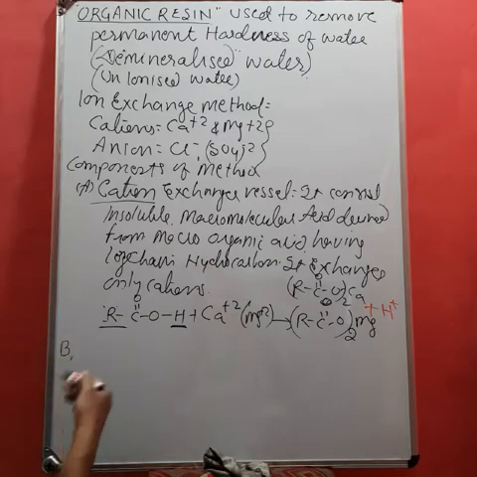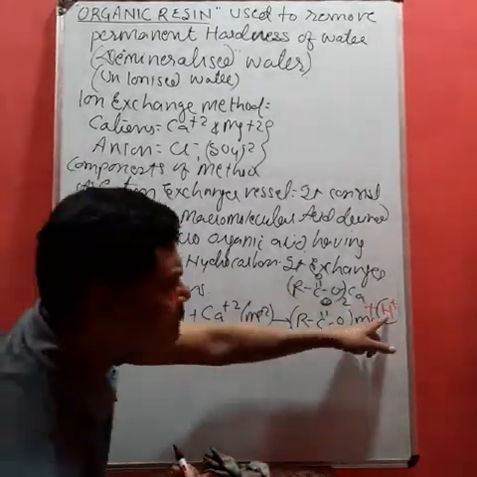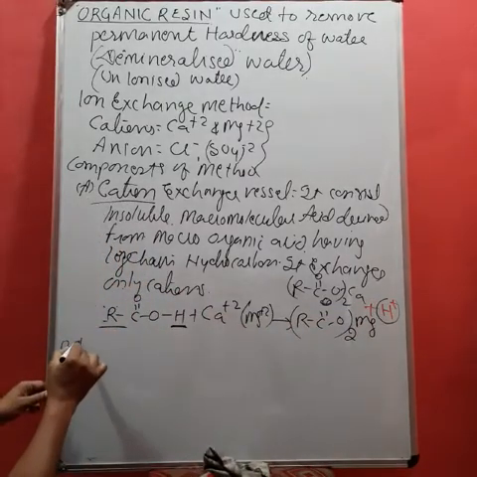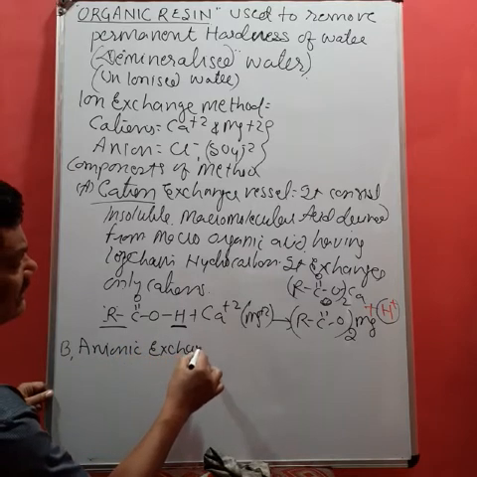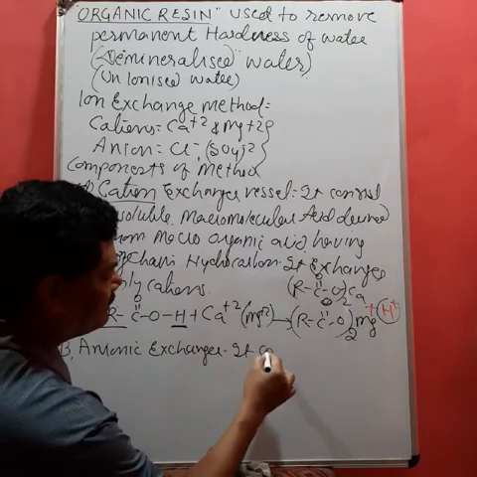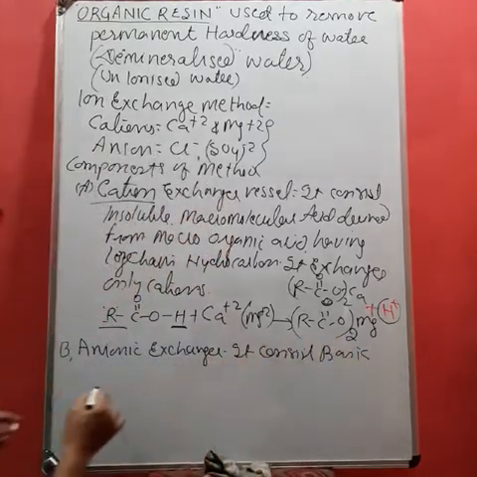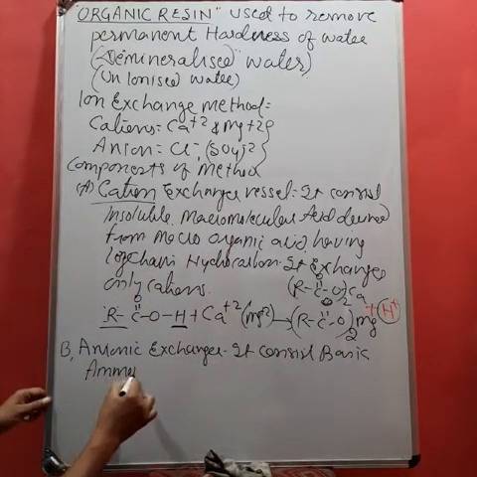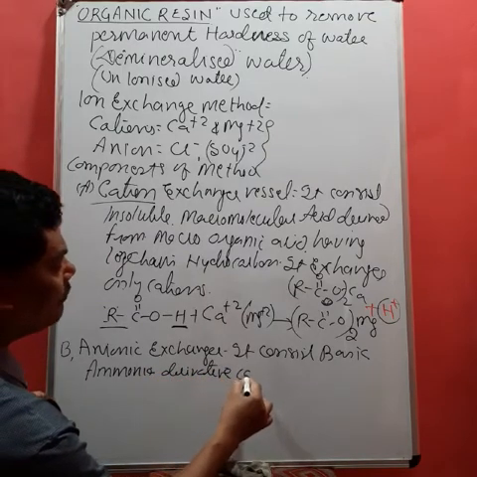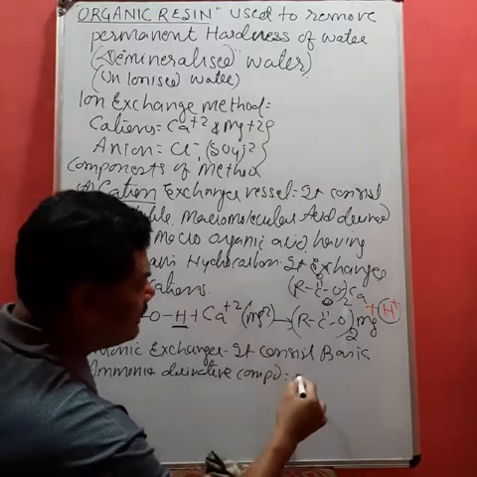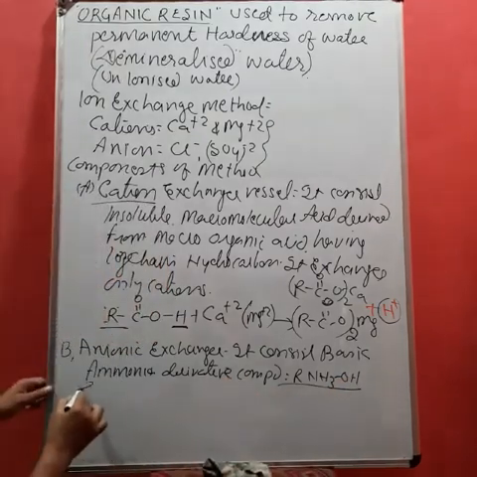Then the water is passed through one more vessel. Now the water passed into the second vessel will be acidic in nature. So this is called the anionic exchanger. It consists of a basic ammonia derivative compound. What you can call it? You can call it RNH3OH.